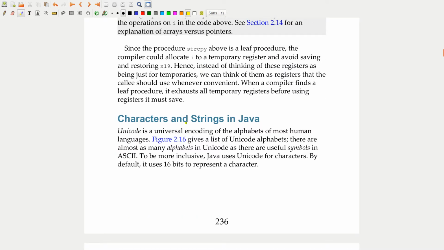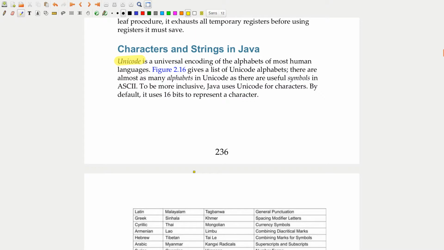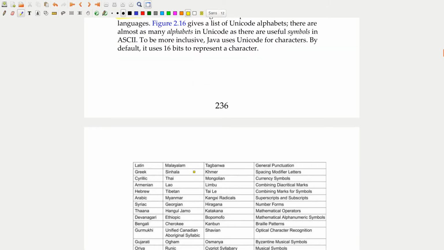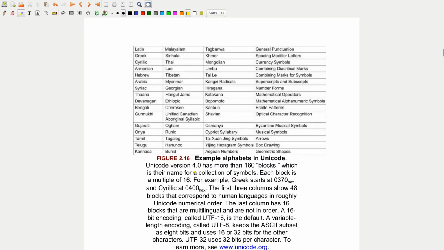Characters and strings in Java. Unicode is a universal encoding of the alphabets of most human languages. There are almost as many alphabets in Unicode as there are useful symbols in ASCII. To be more inclusive, Java uses Unicode for characters by default and uses 16 bits per character, so it uses twice as much space as ASCII. These are just some of the alphabets in Unicode.